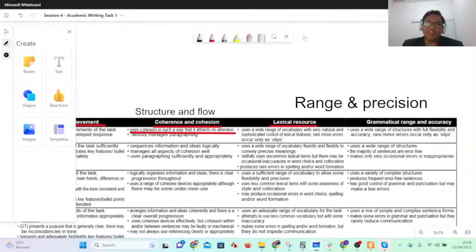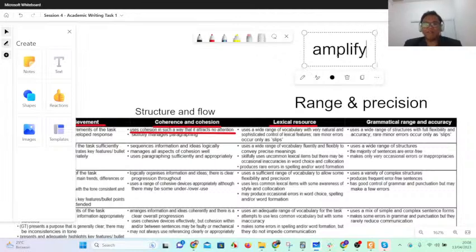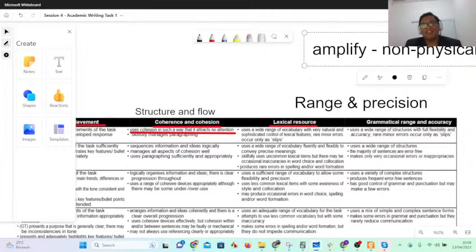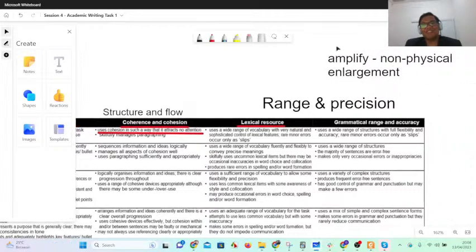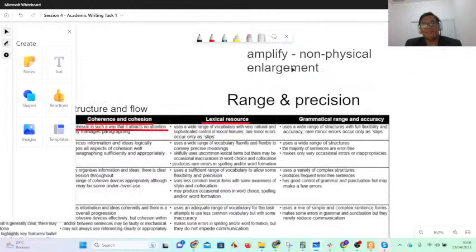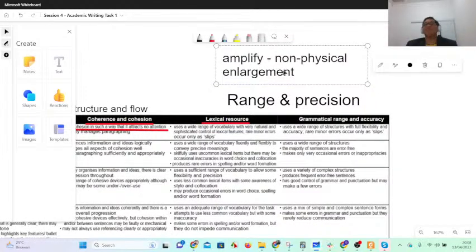Let me show you a quick example. This is just an illustration, I'm not going to use an IELTS question just yet. If we take a look at a word like amplify, it means to increase, to enlarge something, but this is usually for non-physical things. Non-physical enlargement. What does that mean? That means if you use it for things that are physical, this word pretty much becomes inappropriate. That is precision.